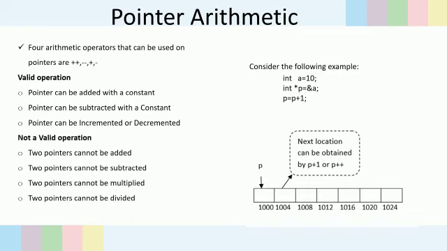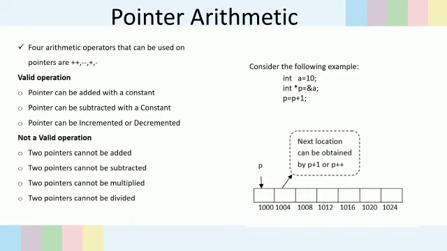But two pointers cannot be added, subtracted, multiplied, or divided. Let us consider an integer pointer which points to the address 1000. After incrementing the pointer using ptr++, the pointer will point to the location 1004. That is, it points to the next integer location which is 4 bytes away from the current location.